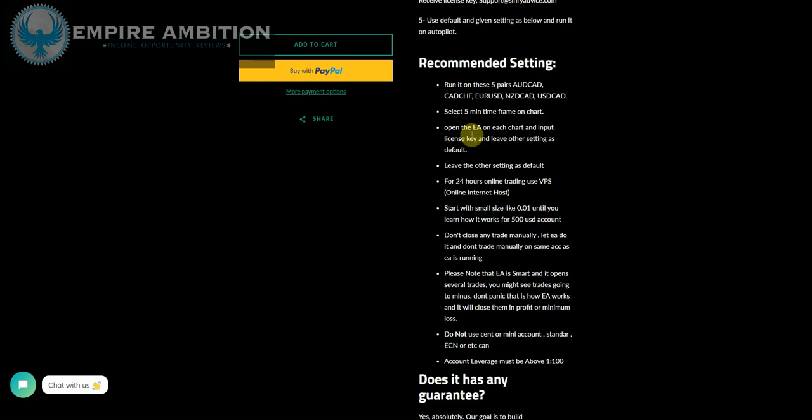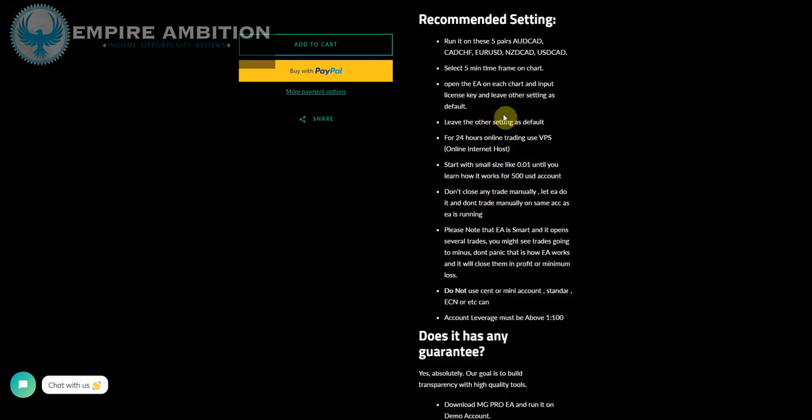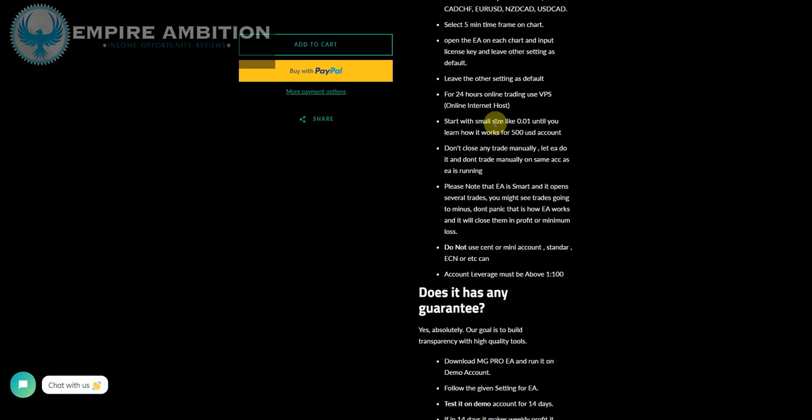Obviously, you have to attach the EA to each chart and input your license key. Leave the settings as default. It's always a good thing. And obviously, you're going to need to set this up so that it trades 24 hours a day. And I have set it up on a VPS. Here's something else important. They recommend 0.01 lots per $500 in your account.